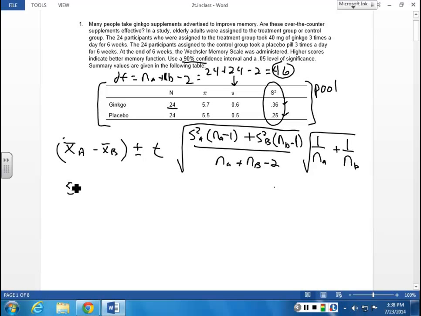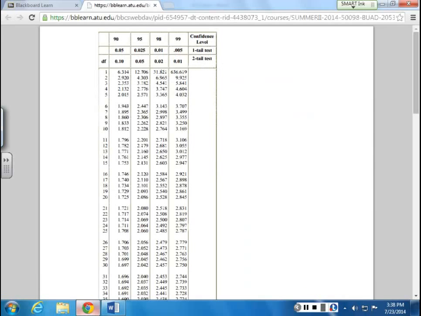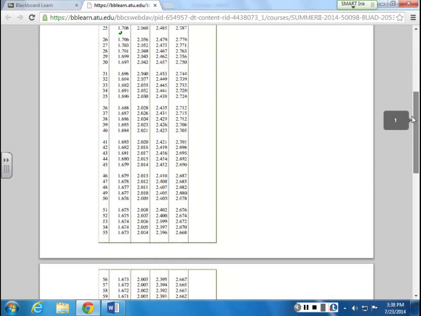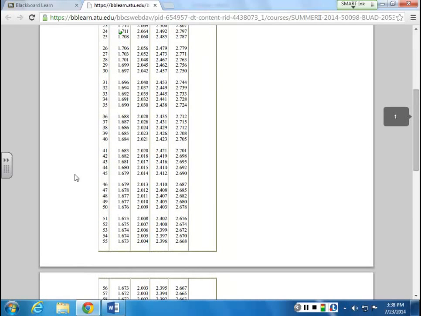So we have 5.7 minus 5.5. I'm moving too fast, just pause for a second. Plus or minus, now we need the t-table, and we're looking for 90% confidence and 46 degrees of freedom. So 90% is the first column here, and for 46, we're going to have to move down a little bit. And so 46, that's going to be 1.679 right here.